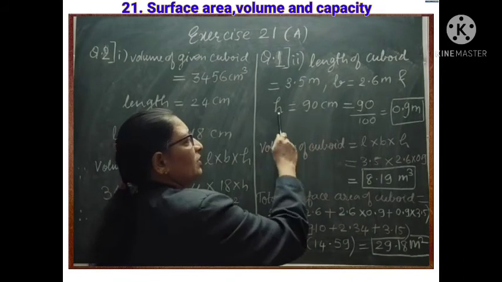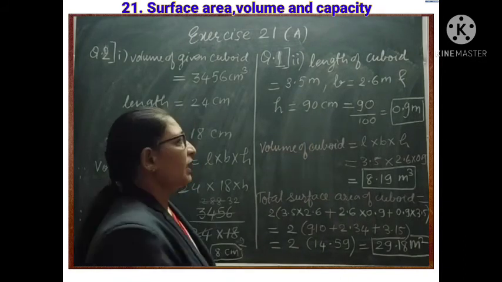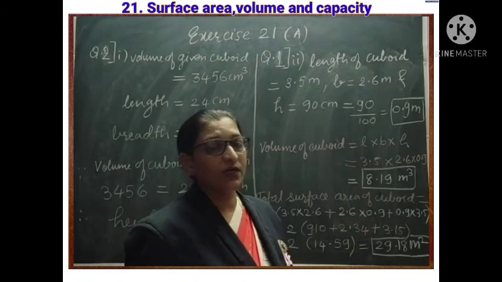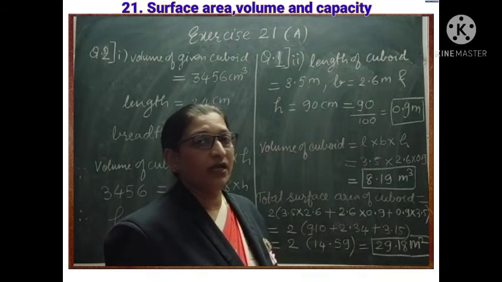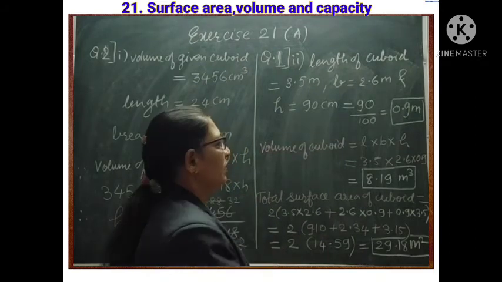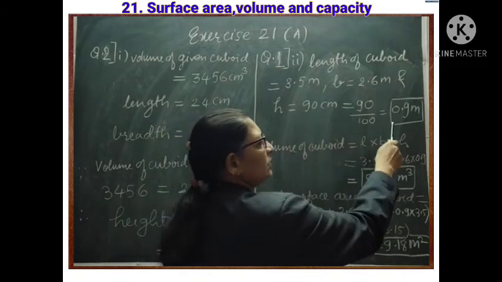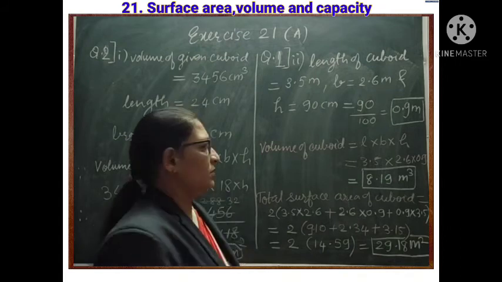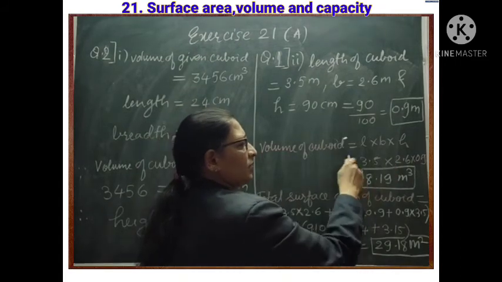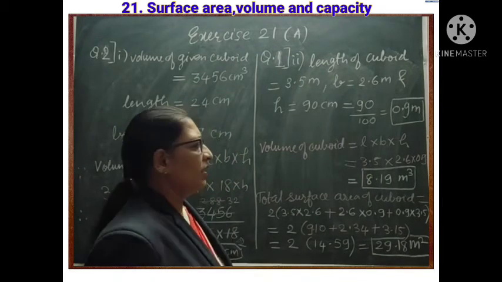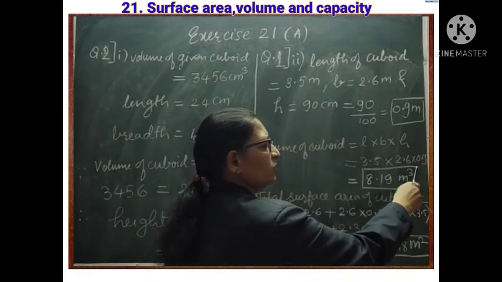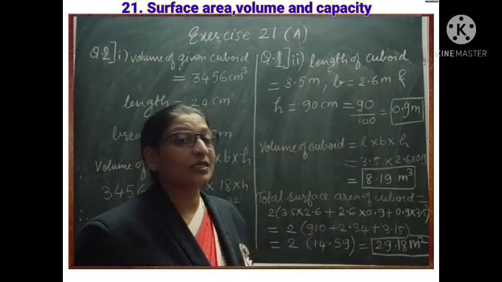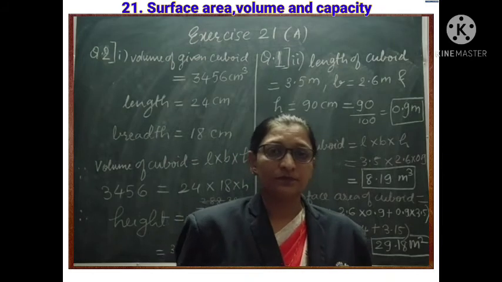Let us observe here the height. It is 90 centimeter while the other units are in meter. We will convert 90 centimeter into meter by dividing 90 by 100. So height will become 0.9 meter. Now we will calculate volume of the cuboid: length into breadth into height. On substituting all the values, we get 3.5 into 2.6 into 0.9, that is 8.19 meter cube, the volume of the given cuboid.